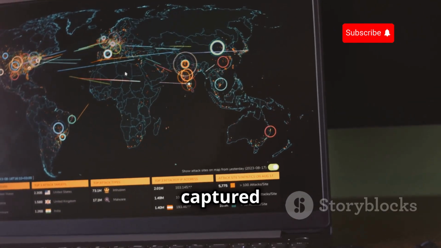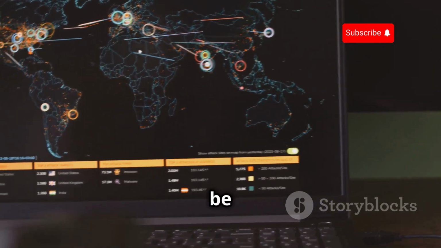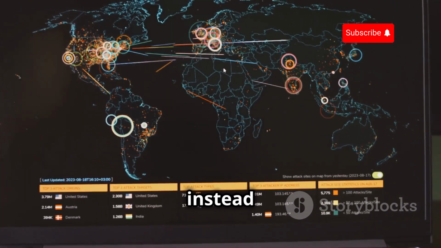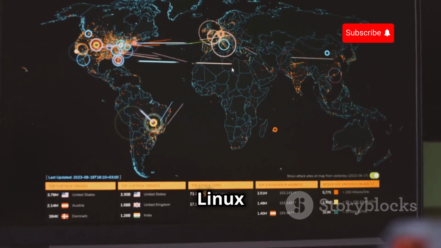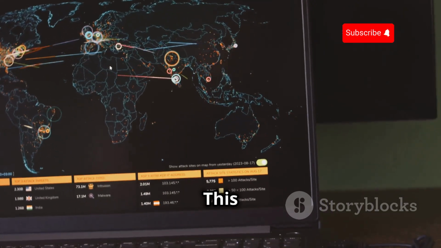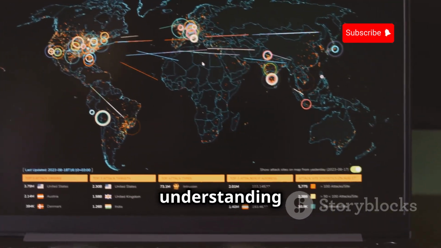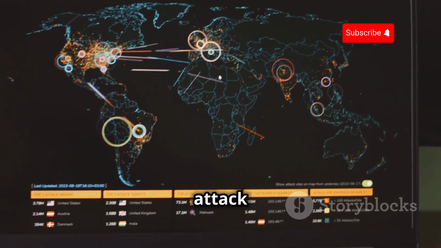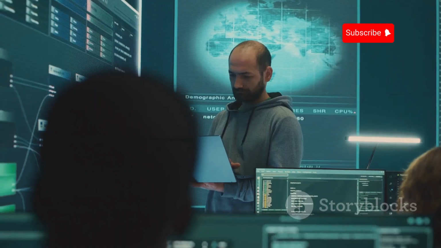By analyzing the captured packets, we can look for traffic that should be destined for the gateway, but is instead being routed to our Kali Linux machine, confirming the success of our ARP spoofing attack. This final step solidifies our understanding and ensures that our attack has been executed correctly.